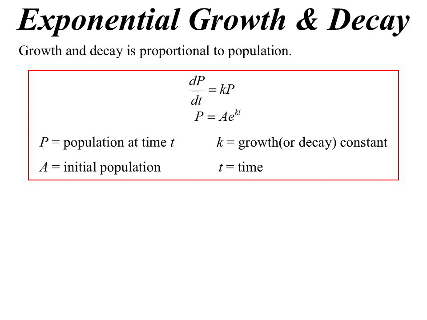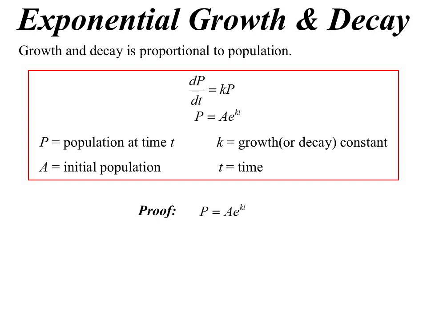So P is the population of what we're investigating. A turns out to be the initial population. Has to be when you think about it, because when t equals 0, we're going to get e to the power of 0, which is 1. So it must always turn out to be the initial amount. K is our growth, or if it was negative, it would be decay, constant. t of course is time.